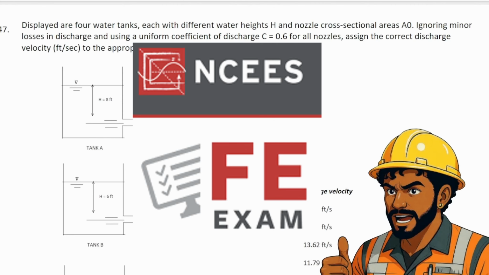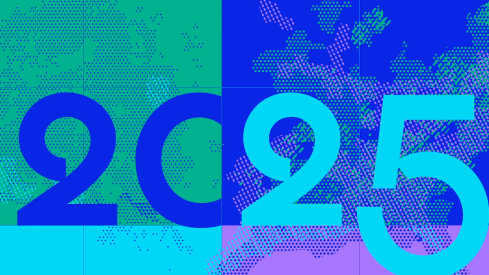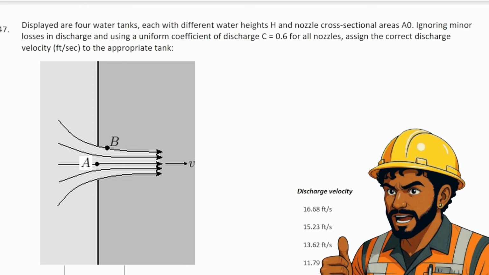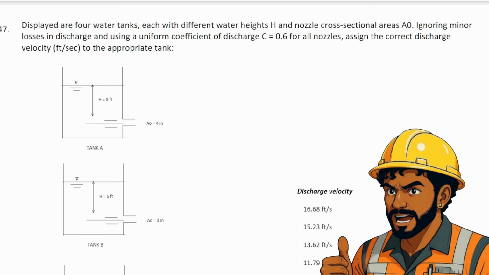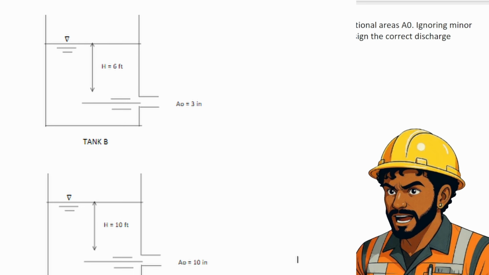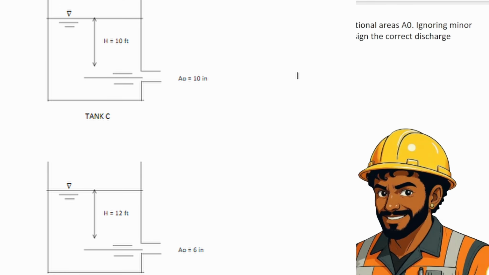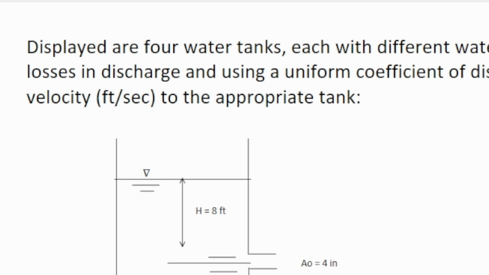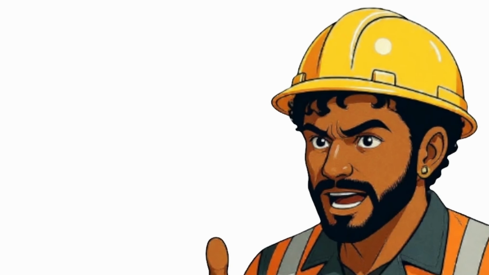Hello everyone! Today we are tackling a real FE exam question from fluid mechanics, and it's all about orifices and discharge velocities. So we have 4 different tanks, each with different water heights and nozzle cross-sectional areas. They want us to assign the correct discharge velocity to the appropriate tank. Let's jump right in.